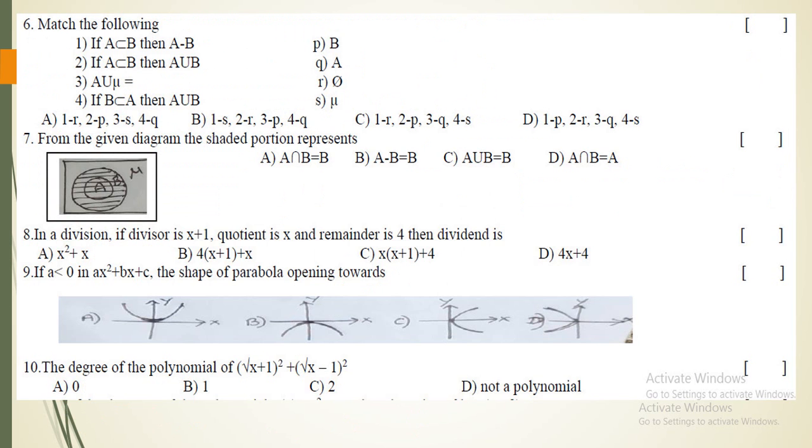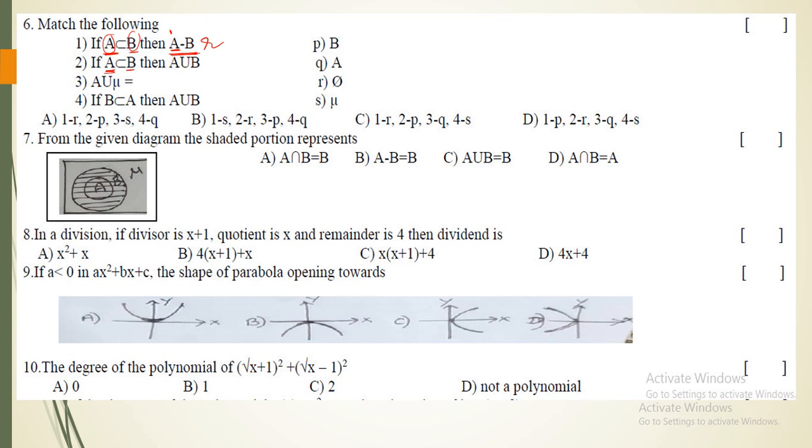A is a subset of B. A subset of B means every element of A is present in B. So when you take the difference, what will happen? Every element of A is present in B, so those all will get cancelled. Will there be any elements present in A? There won't be any elements. So that means this is nothing but R, which is option 5.